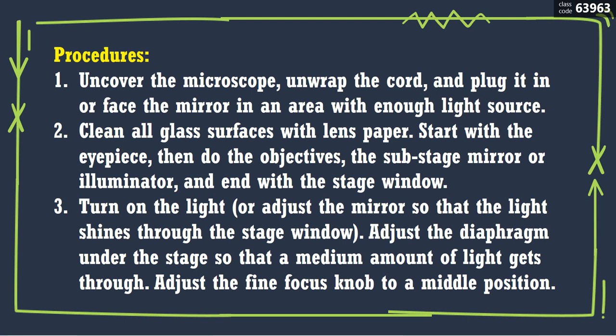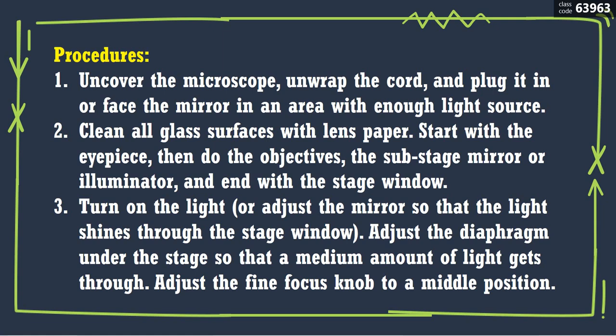Procedures: Number one, uncover the microscope, unwrap the cord, and plug it in, or face the mirror in an area with enough light source. Number 2, clean all glass surfaces with lens paper. Start with the eyepiece and then do the objectives, the substage mirror or illuminator, and end with the stage window.